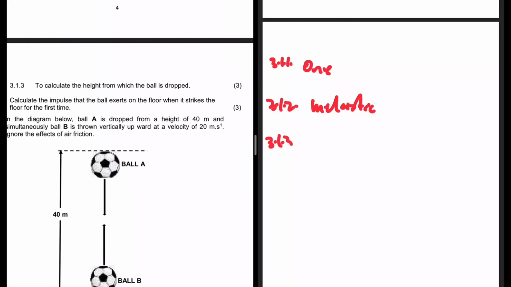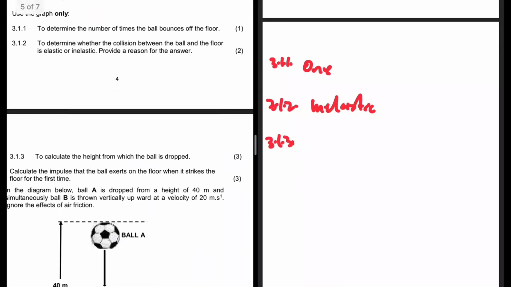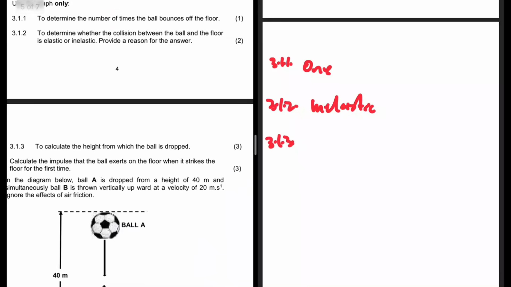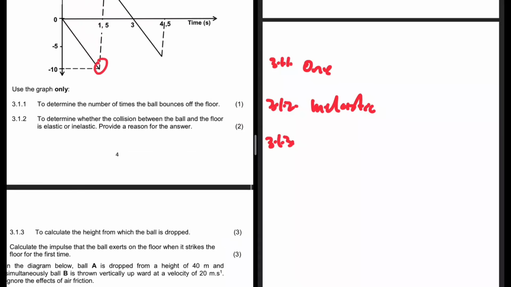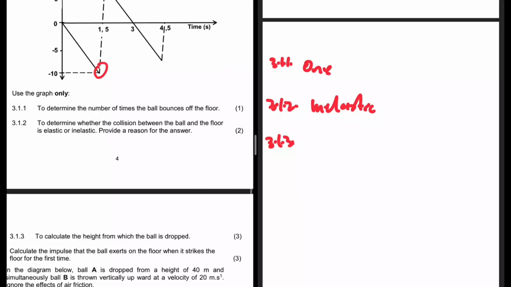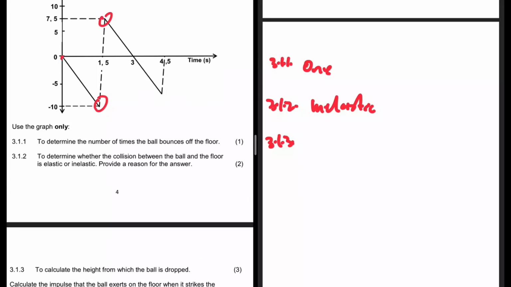3.1.3. We want to use the graph only to calculate the height from which the ball is dropped. So you cannot use equations of motion. You have to use the area of the graph in order to calculate the height. This is the time at which it is dropped, and this is the time at which it strikes the ground. So you can clearly see the area that we have. We need to calculate that area. It's going to give us the height.